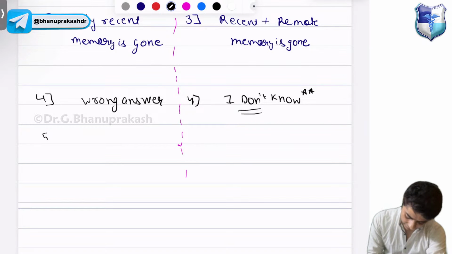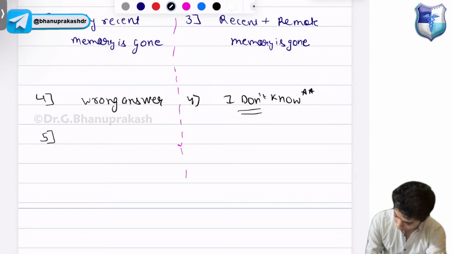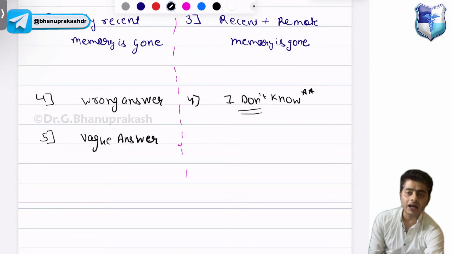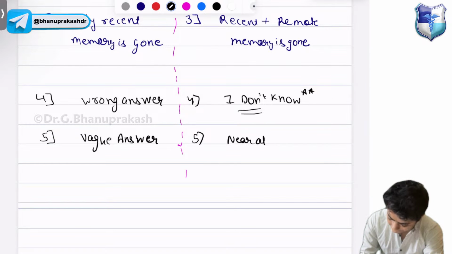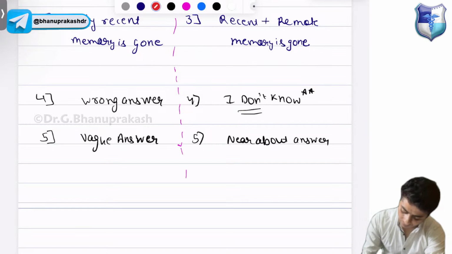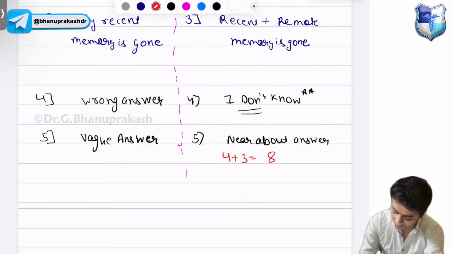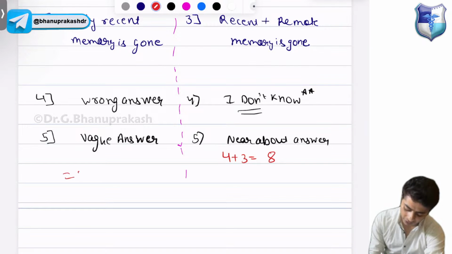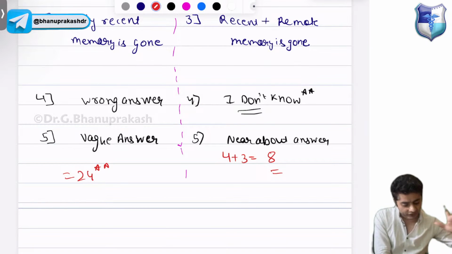Another thing is that in depression, the patient gives a near-about answer, while in dementia the patient gives a vague answer. So suppose I ask a patient of depression 4 plus 3. He will say 8. But a patient of dementia will say 24. So in depression, he will give me a near-about answer, but in dementia, he will give me a vague answer.